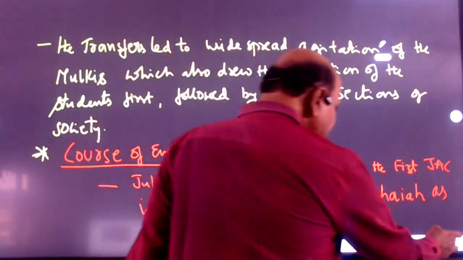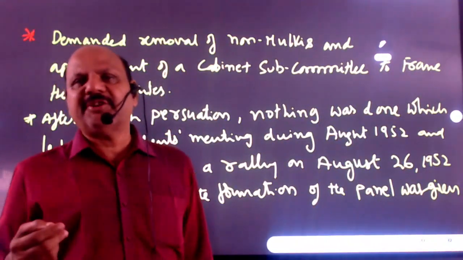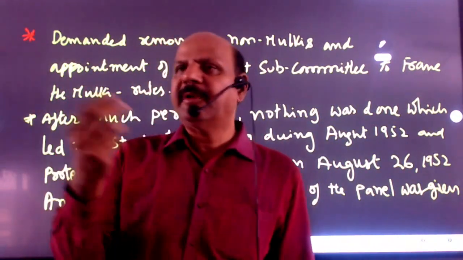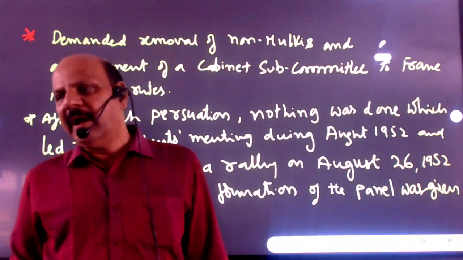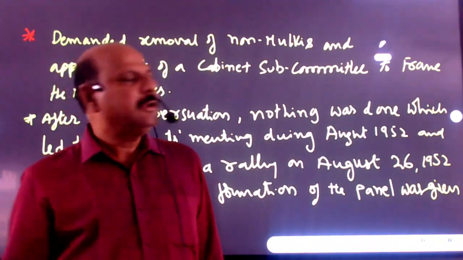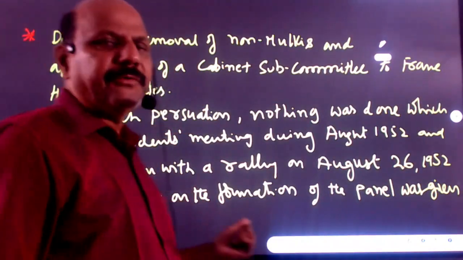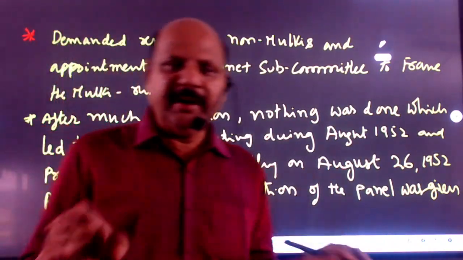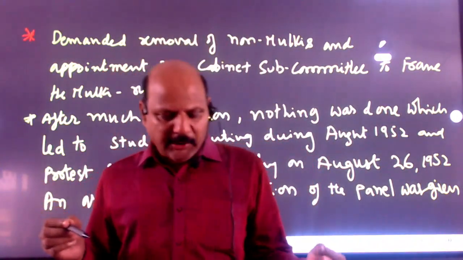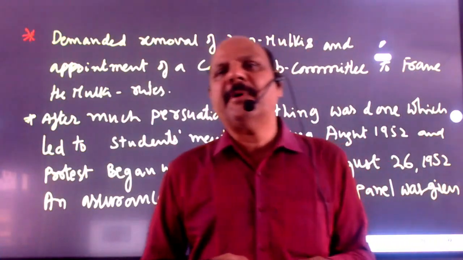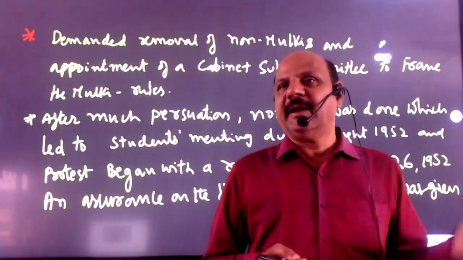Now, what is the purpose of forming a JAC? Automatically for some demands. They had discussed, passed resolutions and arrived at certain demands. Now, what are the demands? These are very interesting. First of all, the immediate removal of non-Mulkis. Secondly, why is it that the government is not bothered to frame proper Mulki rules again? Because after the Nizam, in fact the Nizam was better.